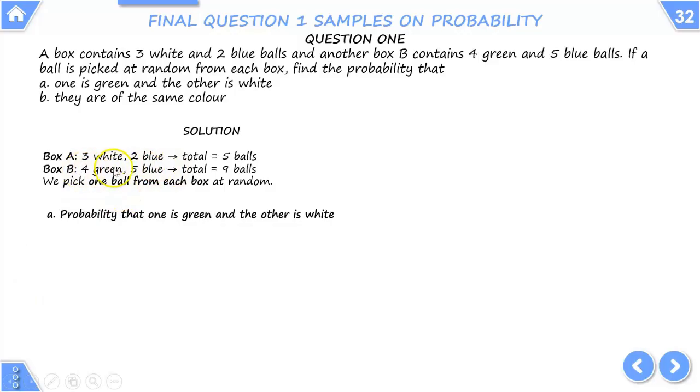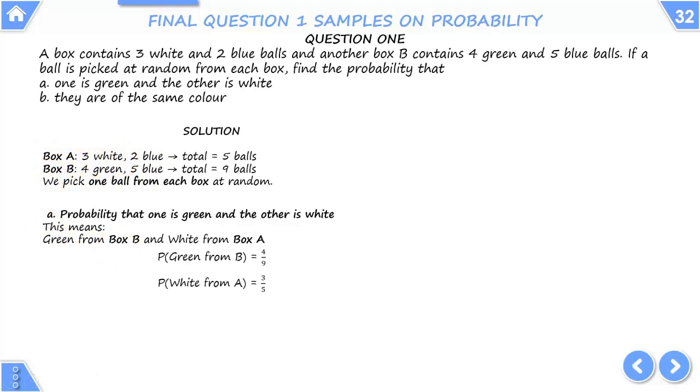Because box B contains 4 green balls, 4 out of 9 will be the probability of picking a green ball. So we have green from box B and white from box A. We can only get a white ball from box A. You can see there are no white balls in box B, so you can only get a white ball in box A. So green ball from box B and white ball from box A.